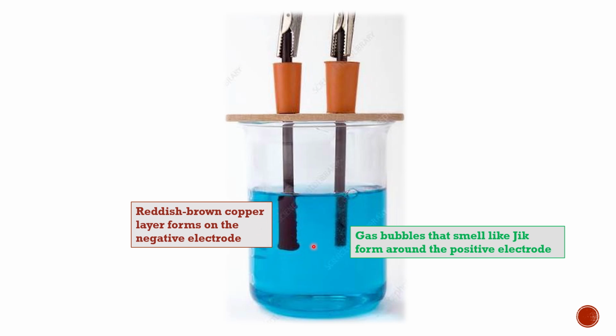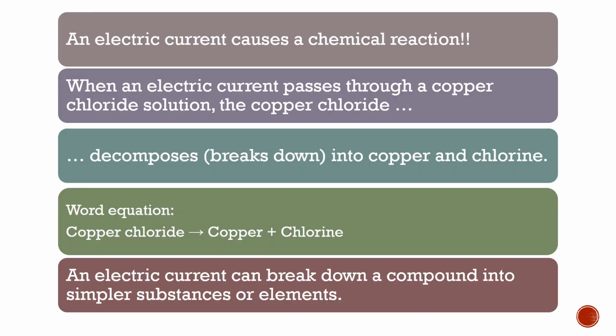So you will see that this copper chloride solution, which is a compound, now you can see pure copper at the one electrode, and at the other electrode, I don't know if the picture is clear enough, but you will see gas bubbles forming around the positive electrode of this apparatus or setup. And those bubbles smell like bleach, so that tells us that these bubbles are chlorine gas. So what happens if an electric current is passed through a copper chloride solution?